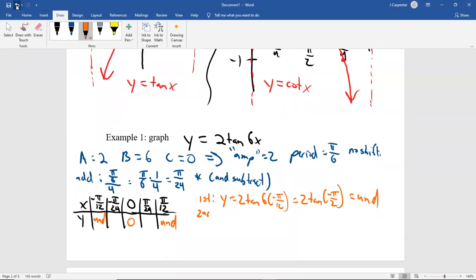I will show the second. You can do your argument of symmetry to figure out the fourth, or show the work if you have to. Y equals 2 times the tangent of 6 times negative pi over 24, which is 2 times the tangent of negative pi over 4 when you reduce it. That's negative 45 degrees. And we already talked about how the tangent of 45 degrees is 1, but it's negative 1 in quadrant 4. So that's 2 times negative 1, which is negative 2.